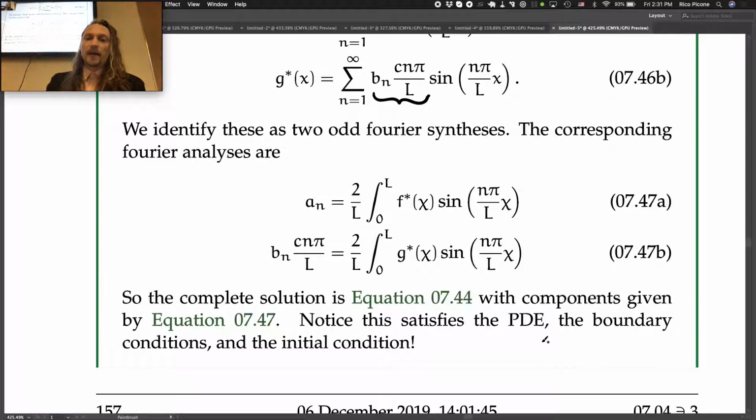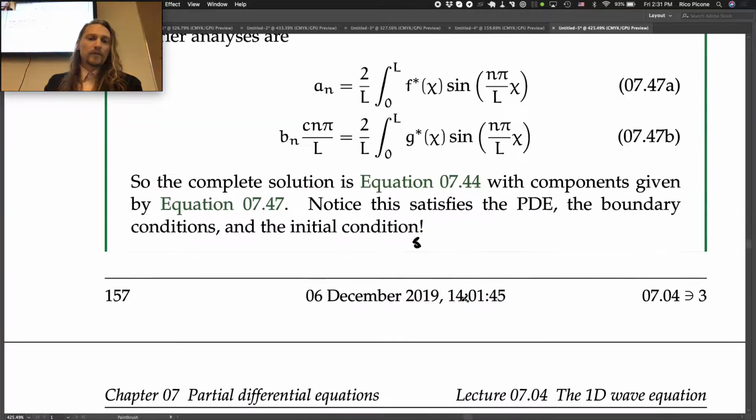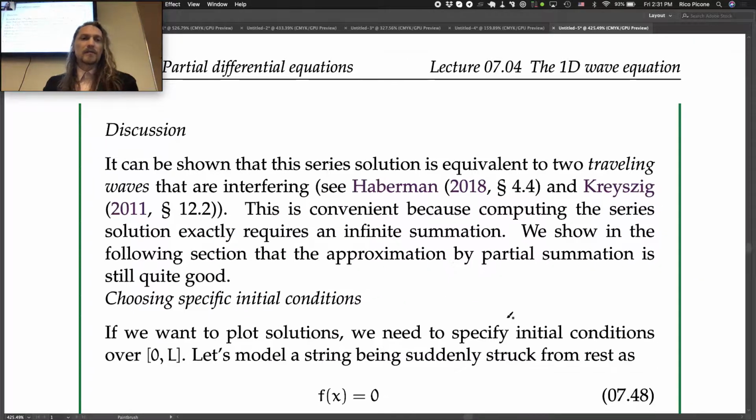Notice this satisfies the PDE, the boundary conditions, and the initial conditions. Discussion. It can be shown that this series solution is equivalent to two traveling waves that are interfering. So there's an extensive discussion of this in both of those texts.